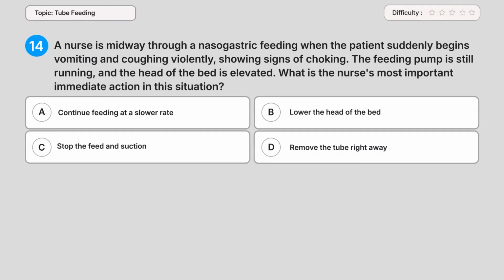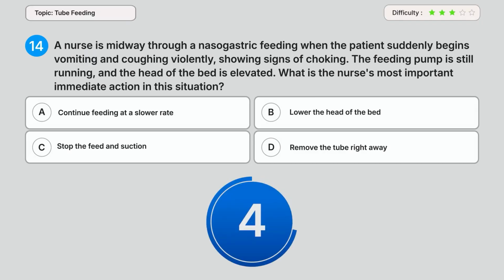Question 14. A nurse is midway through a nasogastric feeding when the patient suddenly begins vomiting and coughing violently, showing signs of choking. The feeding pump is still running, and the head of the bed is elevated. What is the nurse's most important immediate action in this situation? A. Continue feeding at a slower rate. B. Lower the head of the bed. C. Stop the feed and suction. D. Remove the tube right away. Can you guess the answer?